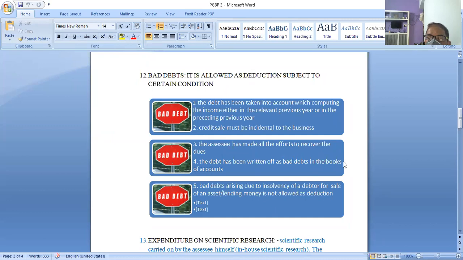Next, the debt has been written off as bad debts in the books of accounts. In the books of accounts, that should be considered as bad debts. Now, if these four conditions are fulfilled, it is allowed as deduction. And the last condition: bad debts arising due to insolvency of a debtor for sale of an asset or lending money is not allowed as deduction. See, these are the conditions you have to follow when allowing bad debts as deduction. That means if you want to treat bad debts as business expenditure, you have to follow those conditions. Otherwise, if the conditions are not followed, you cannot allow bad debts as deduction. That means it cannot be considered as business expenditure. This is in case of bad debts.